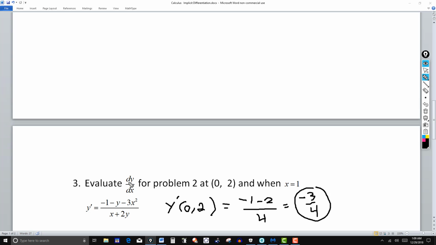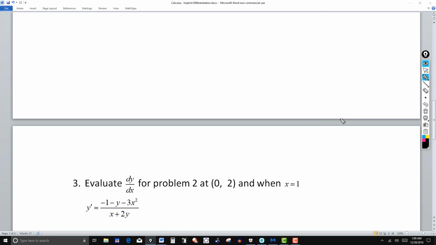Okay, now notice this one doesn't give me the complete point. It just tells me x is equal to 1. Okay, here x is equal to 1. So for part 2, let's clear this. For part 2, let's go to the original expression.